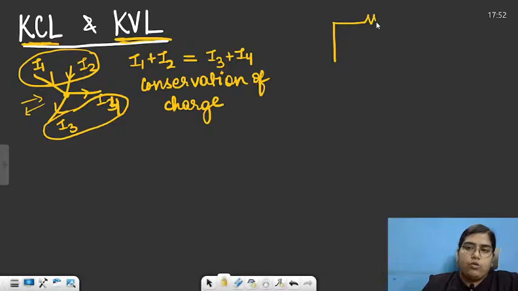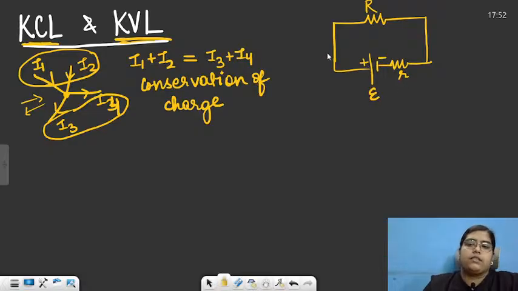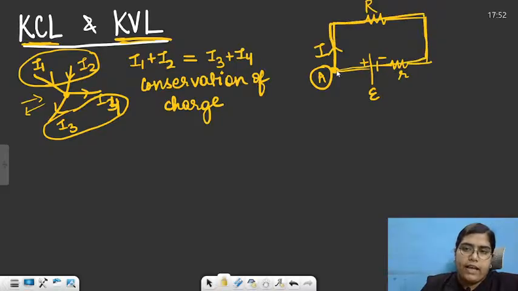If you are given a loop, like I simply have a resistor capital R, then I have a battery, I have a cell, and I have an internal resistance of this cell. This is plus, this is minus, and this current is being supplied in this loop. Then what does the loop rule state? The loop rule states that if you move across a loop in a circuit, like I start from this point A and move like this, when I come back to A, the net potential difference should be 0. The sum of net potential should be 0.